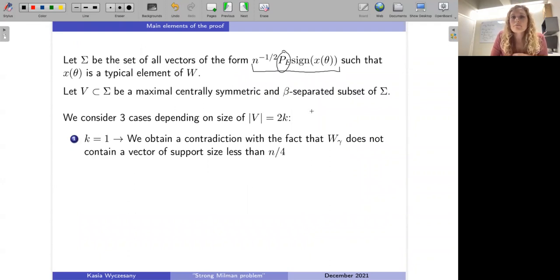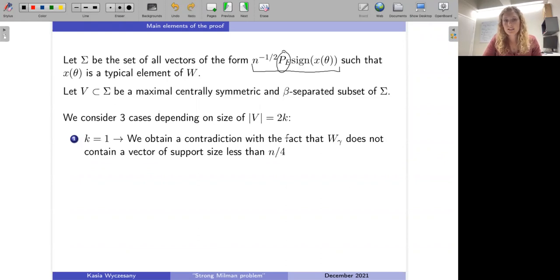And then we consider a beta-separated subset of it, which is the maximal centrally symmetric in beta. In particular, it is a beta net in sigma here. And consider cases. So I'll only tell you now two sentences: we consider cases on the size of V. And since V is centrally symmetric, we'll always have a point and its antipodal. That's why the size of V here is 2k.